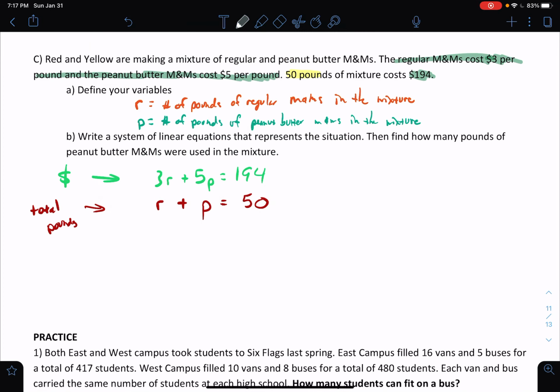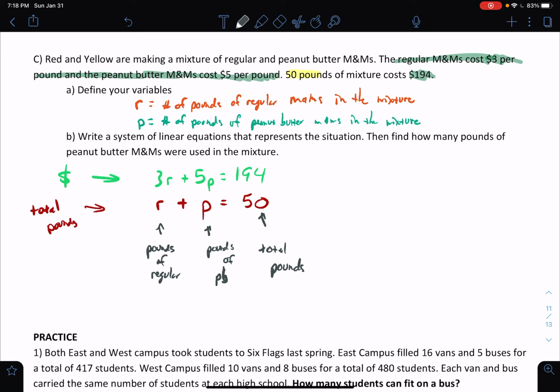Something that might help is if I label these: R represents pounds of regular, P represents pounds of peanut butter, and 50 represents total pounds. So this second equation, R plus P equals 50, is the one that gives students the most difficulty. You're usually able to set up the money one, because that's just like the tacos and burritos problem. So you're usually able to set up that standard form, 3R plus 5P equals 194. It's this second one that gives students difficulty.